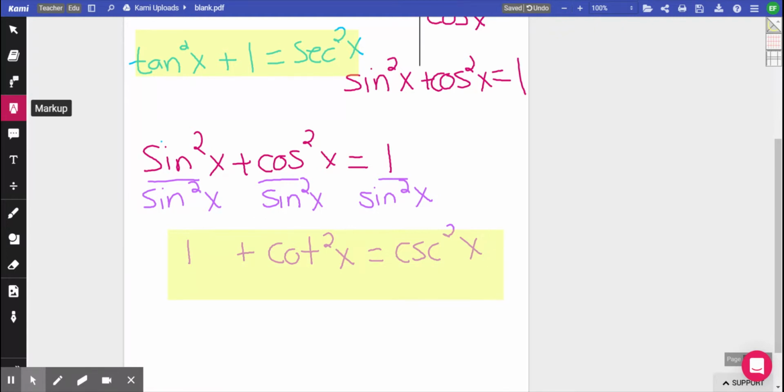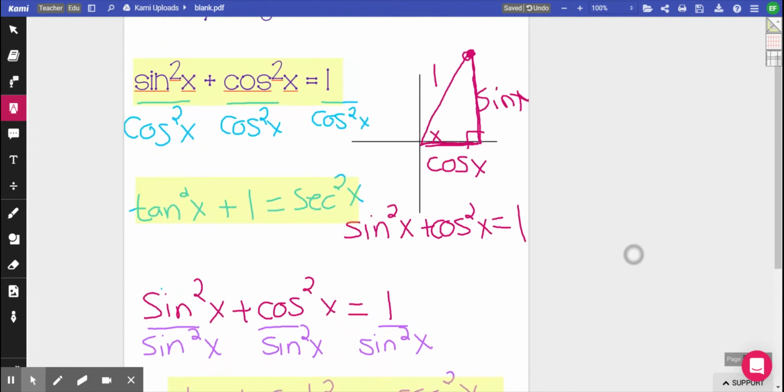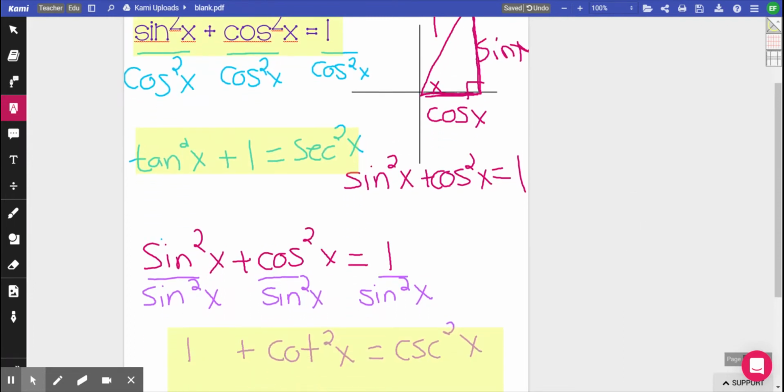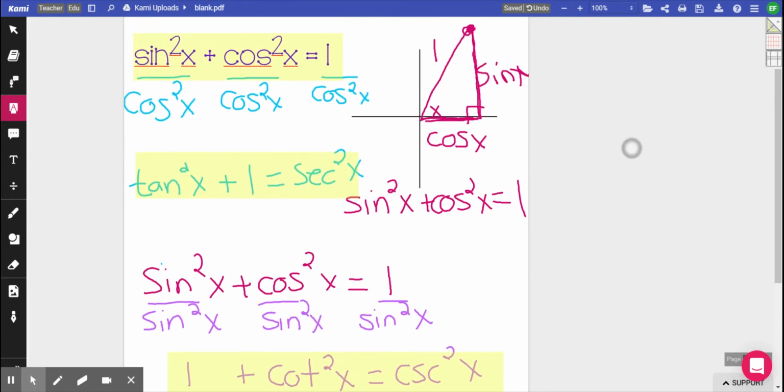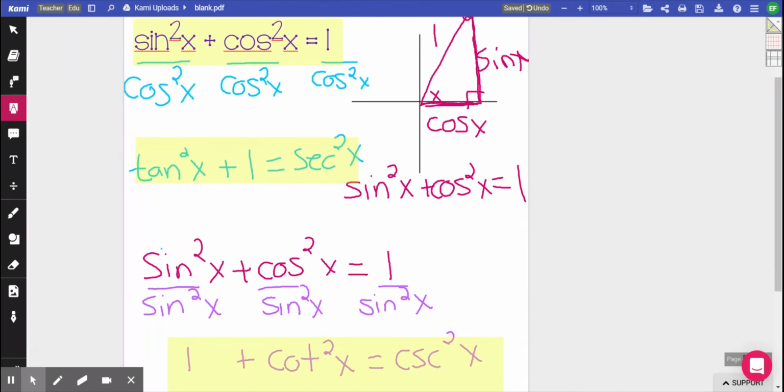So we have them all. We have 3 different Pythagorean identities, and I showed you all where they come from. So I'm not a huge fan of memorizing stuff. If you have a really good memory, go for it. Memorize them all. Otherwise, you at least need to memorize the first one, which is fairly easy, and then just know how the other ones are derived.